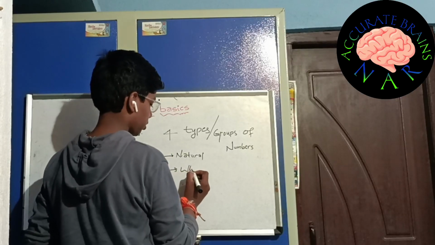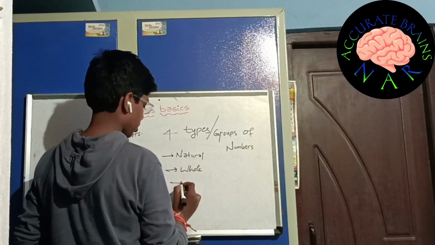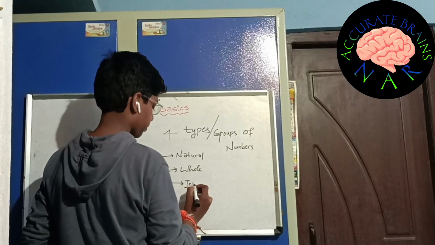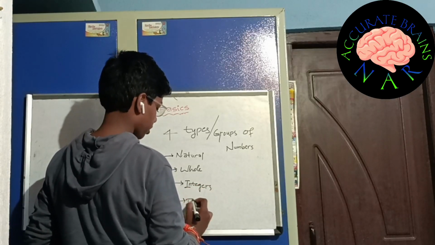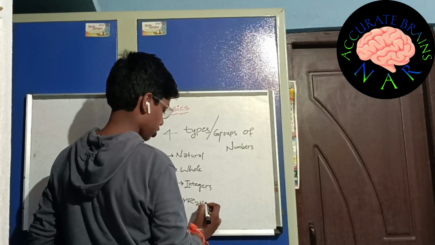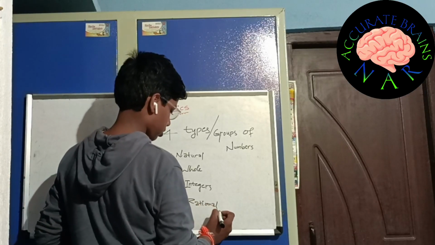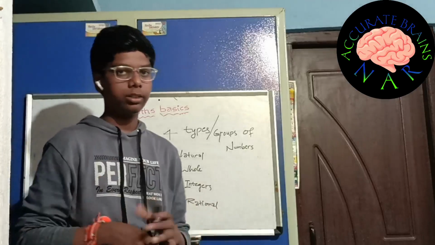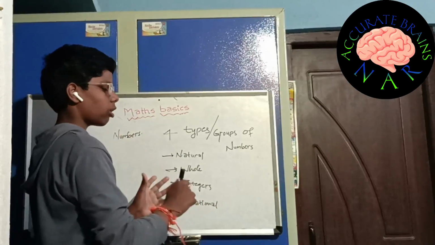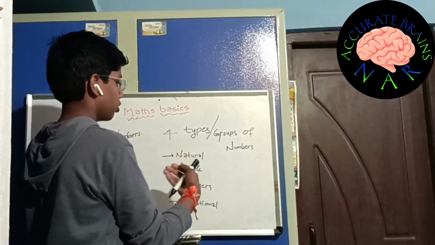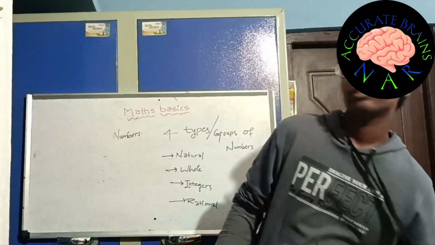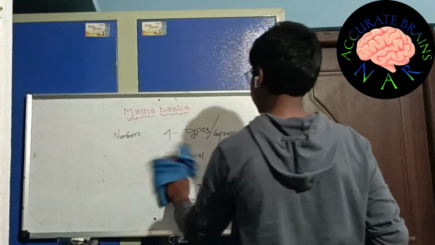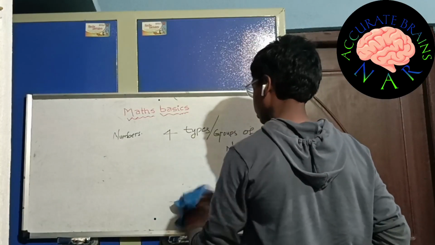whole, integers, and rational numbers. So here simply we are going to learn these 4 topics, 4 types or groups of numbers, in today's class. So let's start with natural numbers.